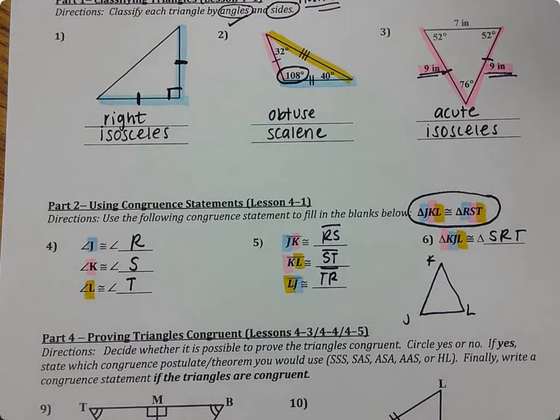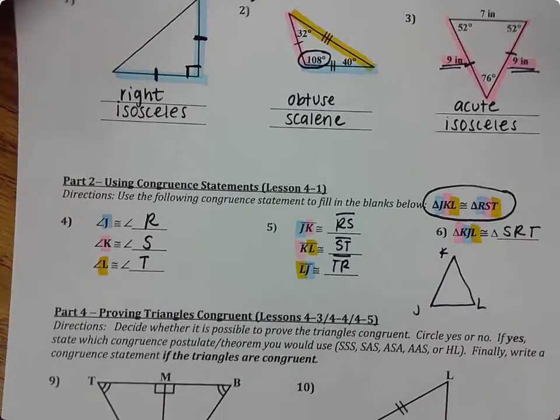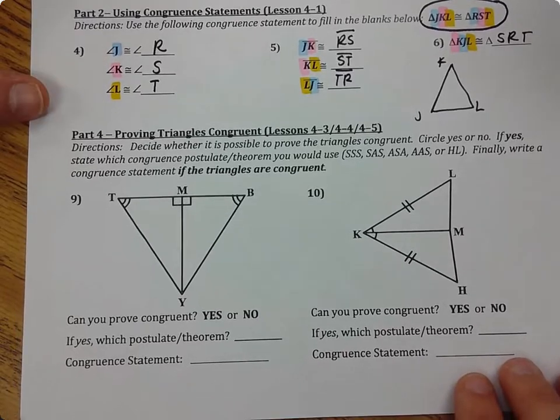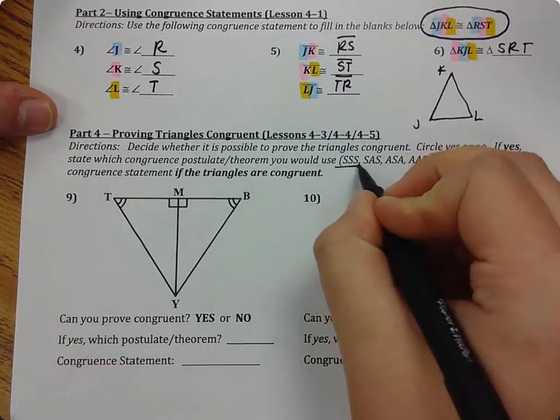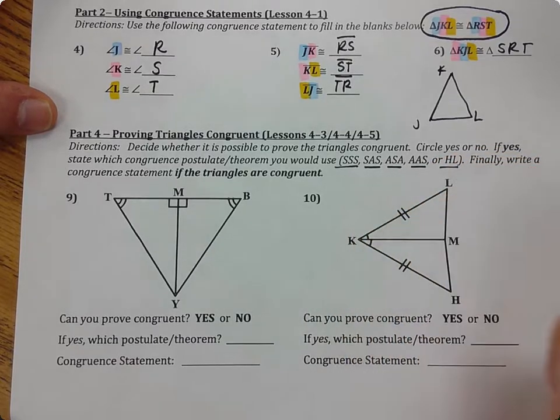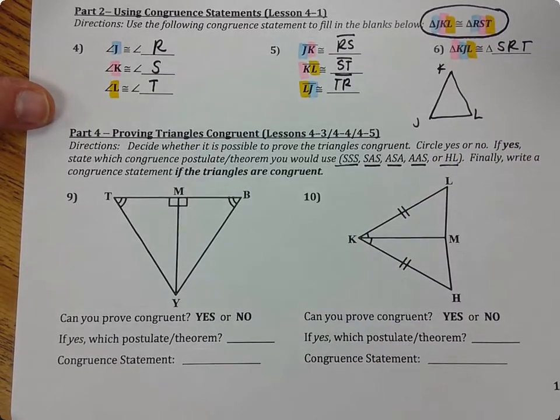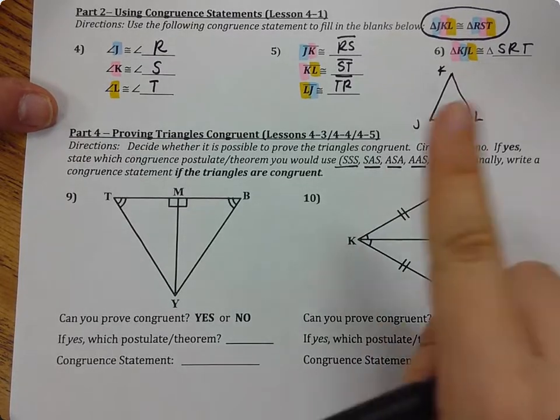All right, and now we're jumping down to everybody's favorite part, proving our triangles are congruent. Remember, we have 5 different ways we can prove two triangles are congruent to each other.